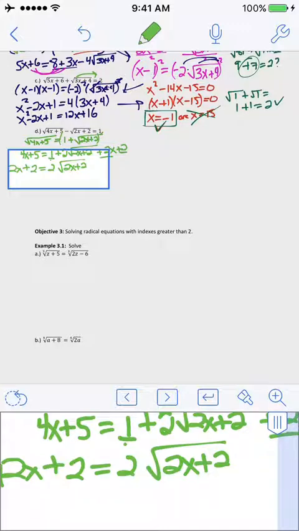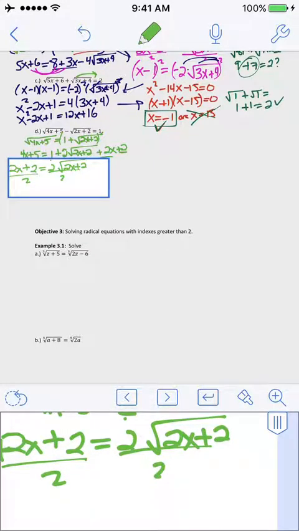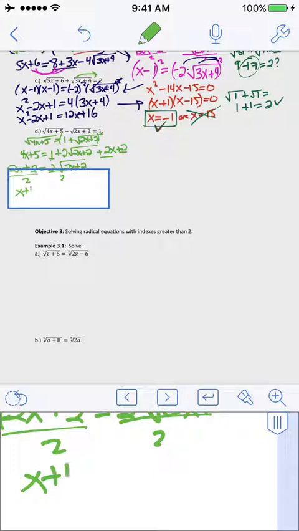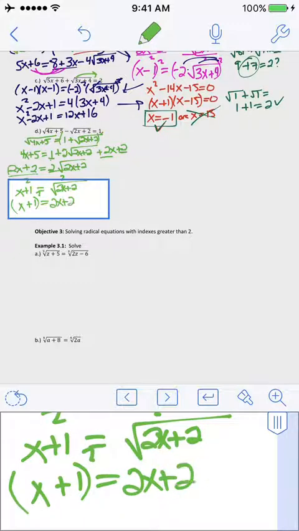Let's square both sides. Actually, I take that back. I'm going to divide by 2 first. Divide by 2 just because I've got 2, 2, and 2. I see lots of 2's here. So I end up getting x plus 1 is equal to the square root of 2x plus 2. That makes my life heck easier. So now I've got x plus 1 squared is equal to 2x plus 2 when you square both sides, right? That was so easy.